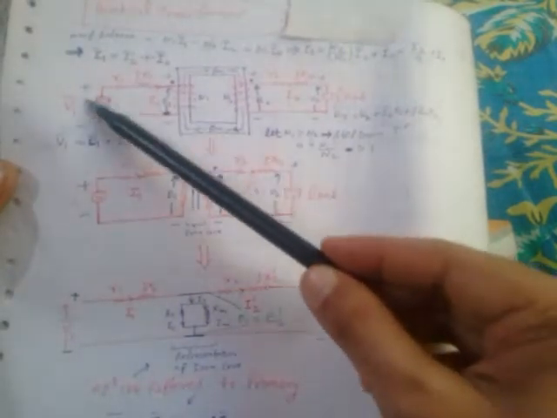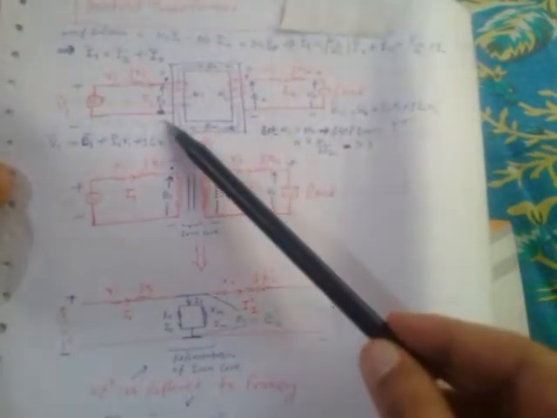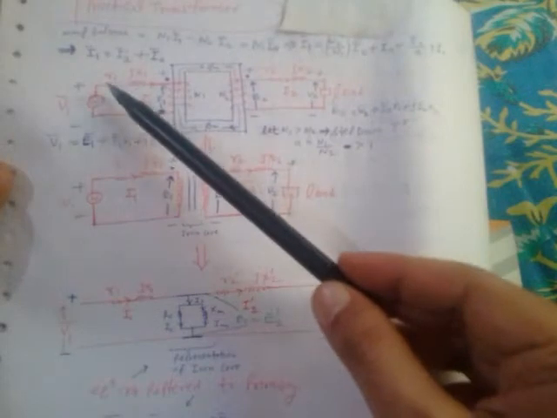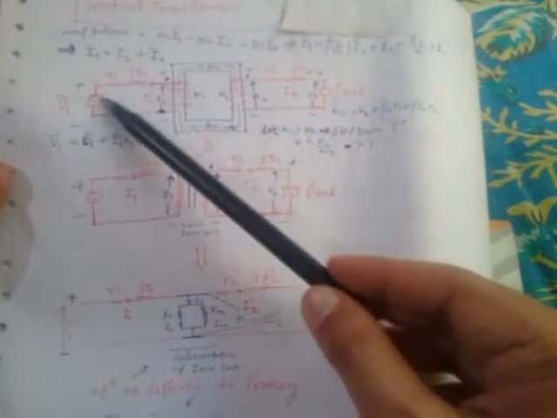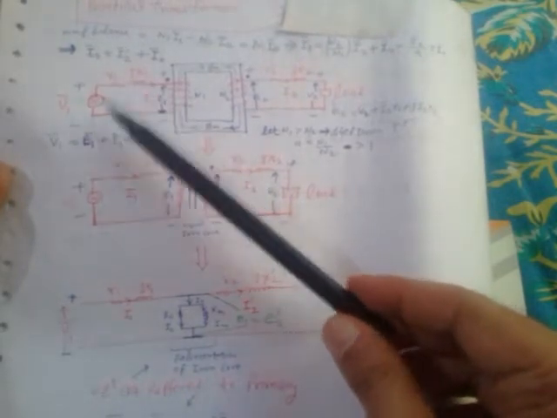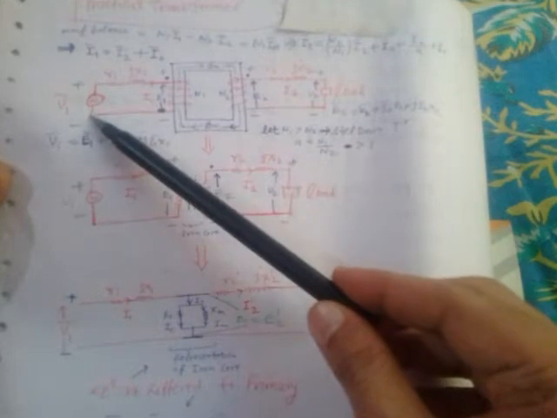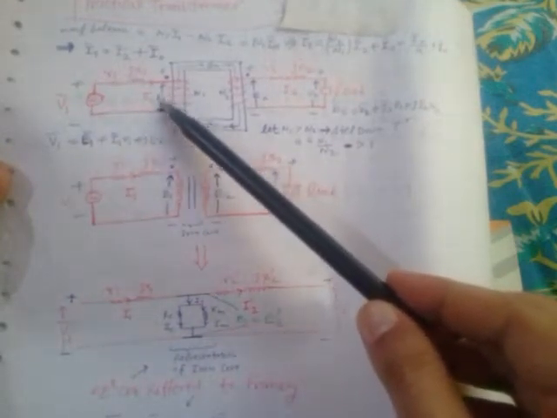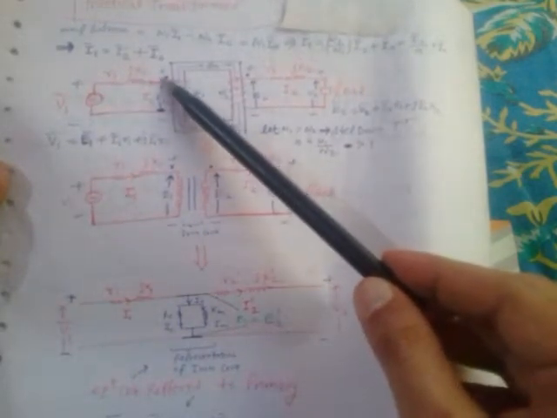So, the practical transformer. Here, this is the primary winding where the alternating voltage source is connected. This is the secondary winding where the load is connected. In between primary and secondary we have this iron core. R1 and jX1 are the primary winding resistance and leakage reactance, right? V1 is the applied voltage and E1 is the induced EMF, right?